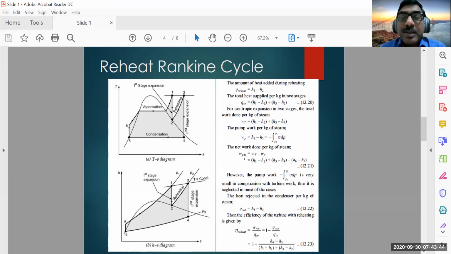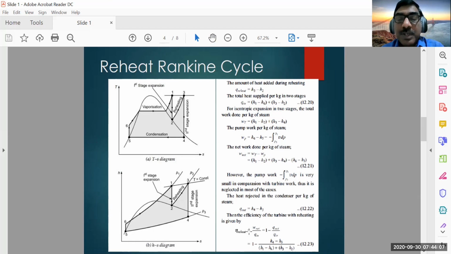So the net work done is equal to WT minus WP, so H1 minus H2 plus H3 minus H4 minus H6 minus H5. However, in comparison, the pump work is very small and it will be neglected. So the Q out is equal to H4 minus H5.